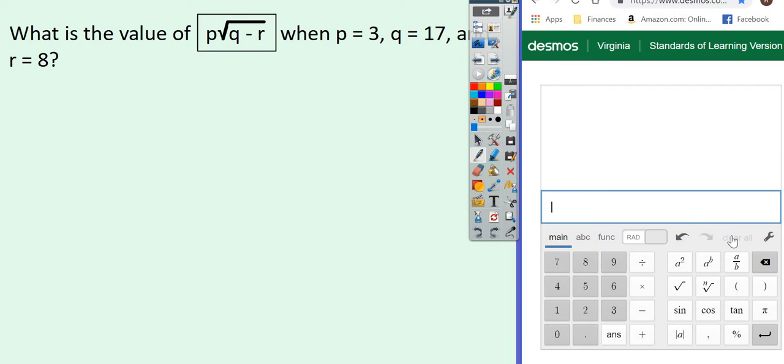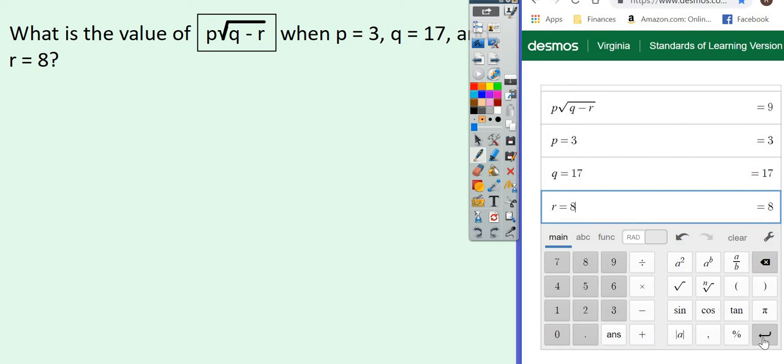I'm going to clear my calculator, and I'm going to start by typing P, square root, Q minus R. And then I'm going to go to my next line, and I'm going to define my variables, tell my calculator that P is 3. I'm going to go to my next line and tell my calculator that Q equals 17. And I'm going to tell my calculator on the next line that R equals 8.